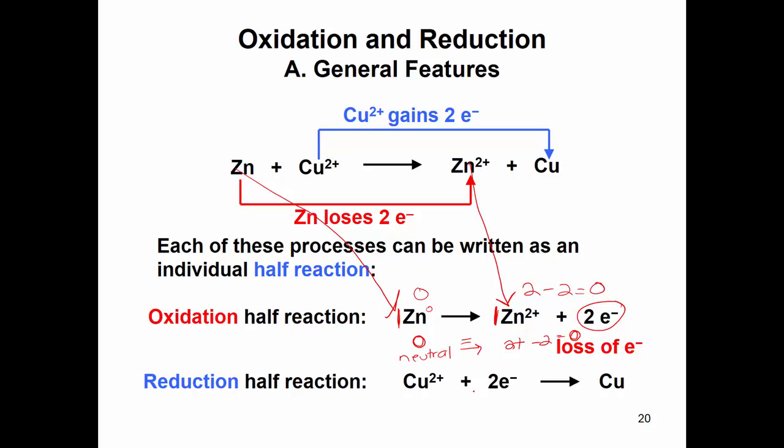For copper, it is the reduction component, and it had to gain 2 electrons. So it had to gain 2 in order to produce copper neutral. If you look here, we have 1 copper on each side, and then here we have 2 minus 2 equals 0, and then this copper is neutral. So we call this mass and charge balanced. And that's breaking each of these down into half reactions.